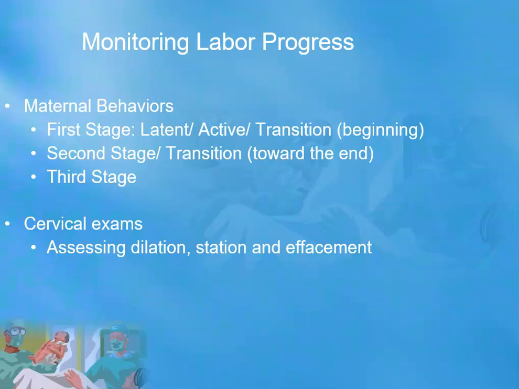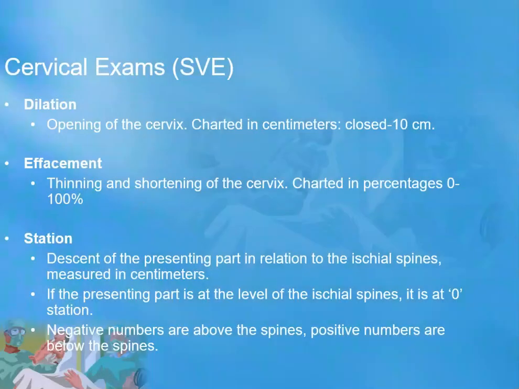Cervical exams, that's when we assess the dilation, the station, as well as the effacement of the cervix. And that's how we can monitor the progression of labor. We talked about cervical exams, or sterile vaginal exams, as they're referred to. Again, dilation is the opening of the cervix. It's charted in centimeters. It can go from closed to 10 centimeters. The effacement is the thinning and shortening of the cervix. It's charted in percentages from 0 to 100%.